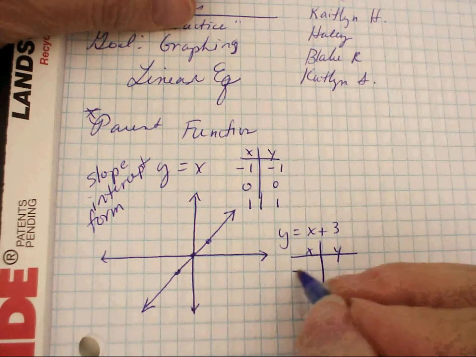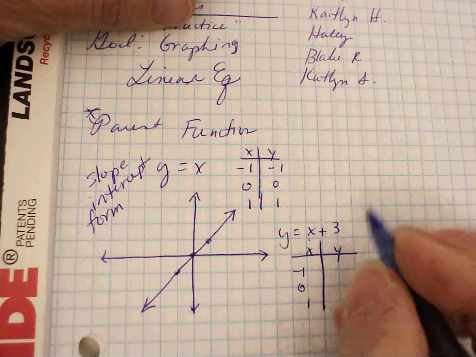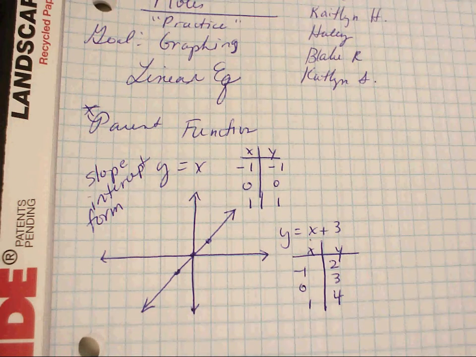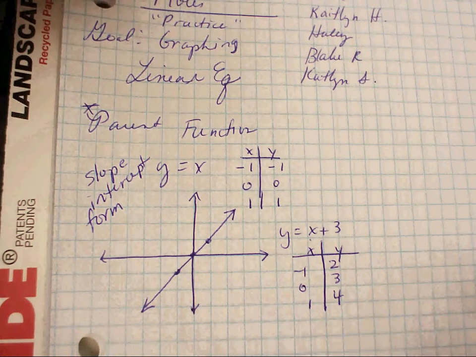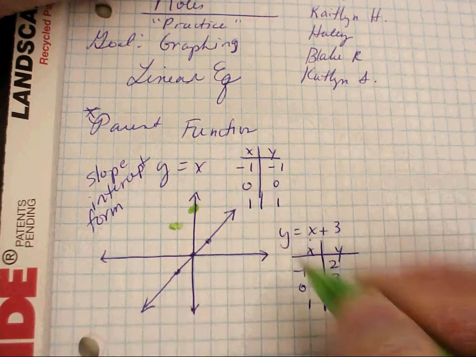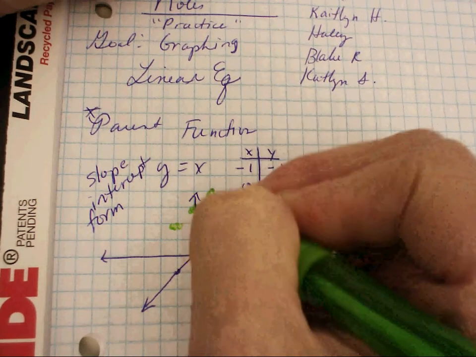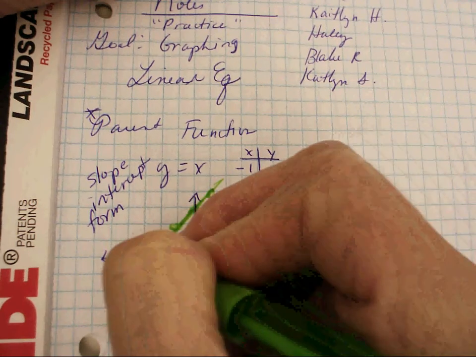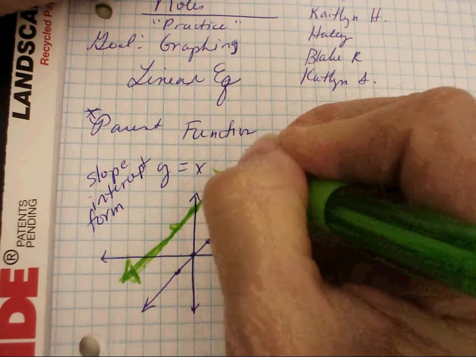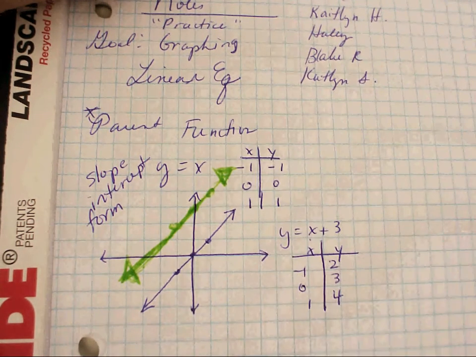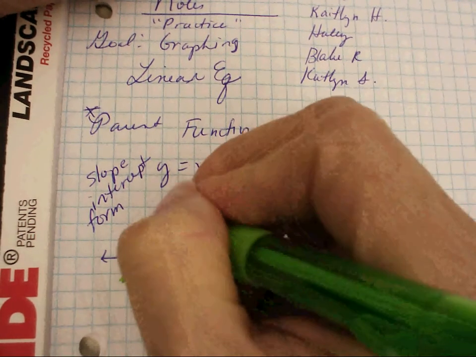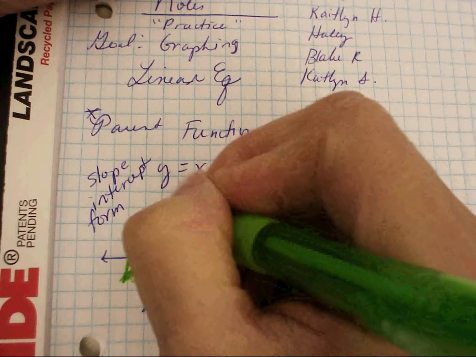If I use the same standard -1, 0, 1, -1 plus 3 is 2, 0 plus 3 is 3, 1 plus 3 is 4. Always name your graphs just like we did earlier in the year.